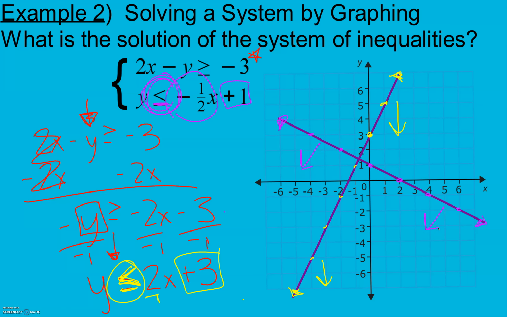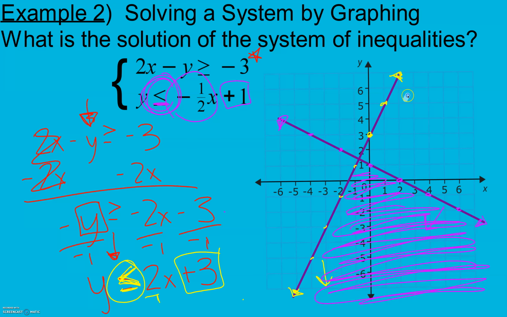Now, as far as our final solutions go, we only shade the part where it overlaps. So the part that works for both inequalities is this section of my coordinate plane here. That's going to be my solution. On the left side here, it only worked for one. On the right side, it only worked for one equation, and on the top, it didn't work for either. Another way you can do this, if you really want to, guys, is you can shade in the whole sides and then see where they overlap.